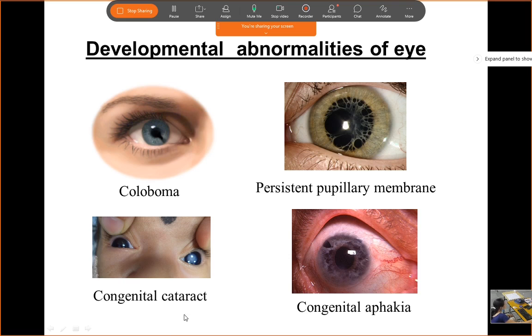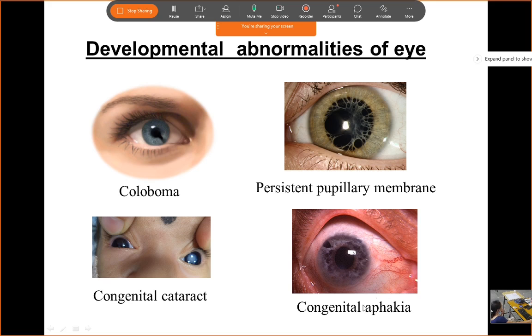And then congenital cataract. Congenital cataract is the presence of cataract since birth, and it may occur in some infection, like rubella infection, syphilis infection, or any other infection, toxoplasmosis maybe. It may be in one eye or in both eyes. So that is the congenital cataract.